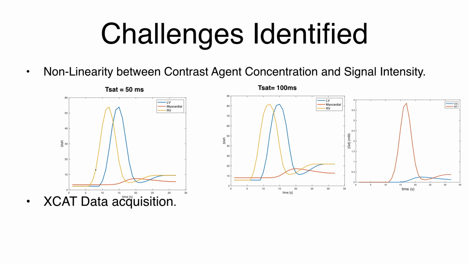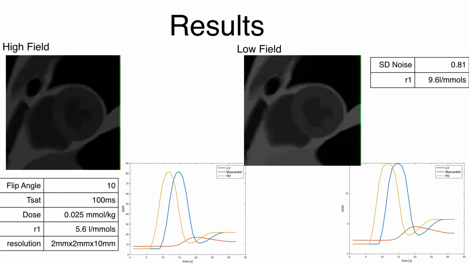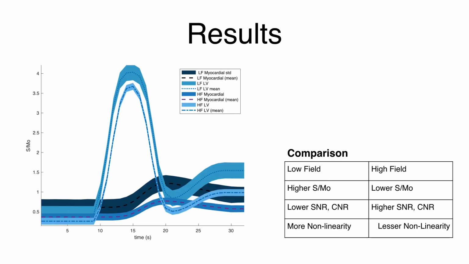So there is a trade-off. If we get linearity, we have to compromise on SNR and CNR, and if we want to acquire higher SNR, we have to compromise on linearity. One last thing: we see that as compared to high field, the non-linearity at low field is very high. So it will have challenges in quantification.